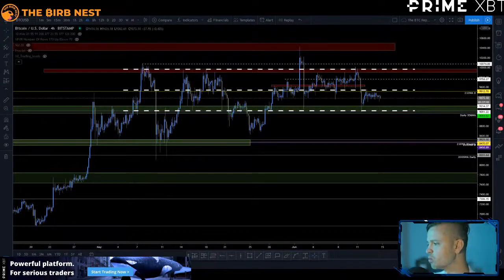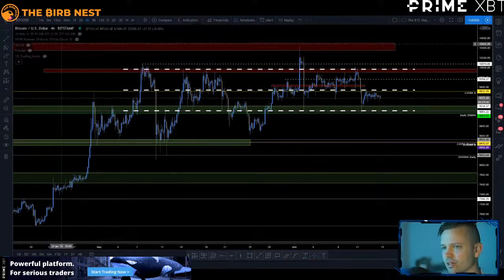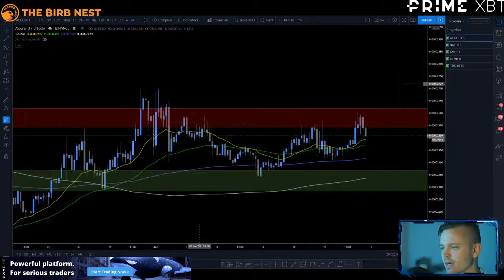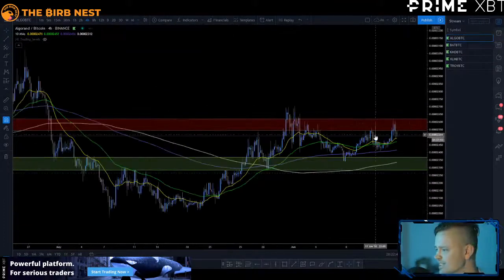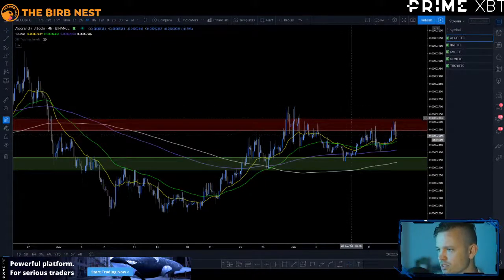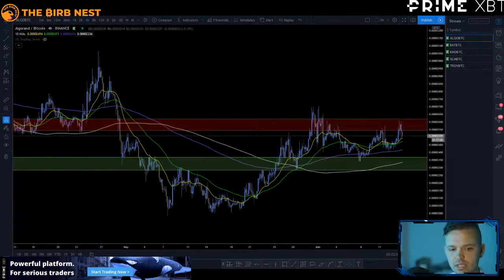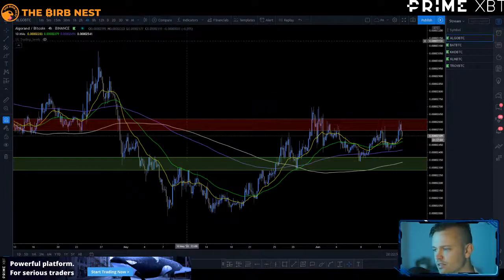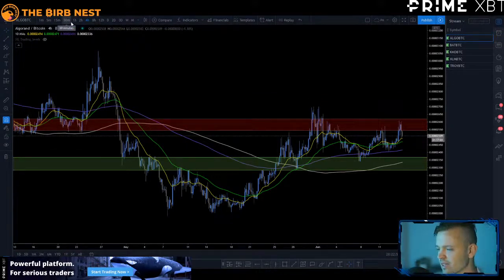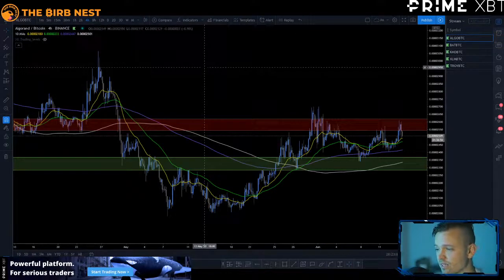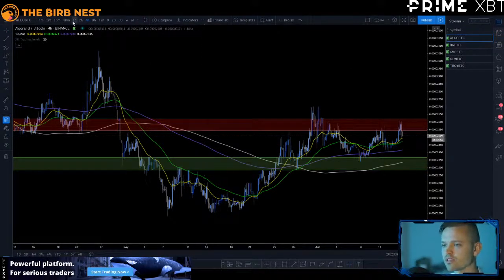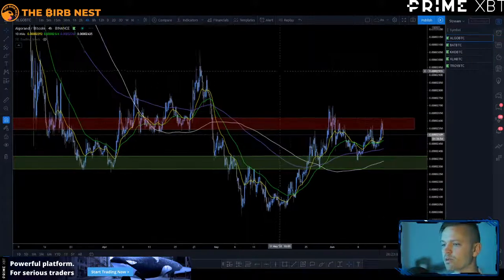I'm actually only in one position right now, and that's Algo, and I'm going to show you guys my thoughts on this one. This is a very, very small risk trade, and I'm going to explain to you why. It's a high risk trade, and I'm risking a very small amount on this one because I think it's just a very risky trade.